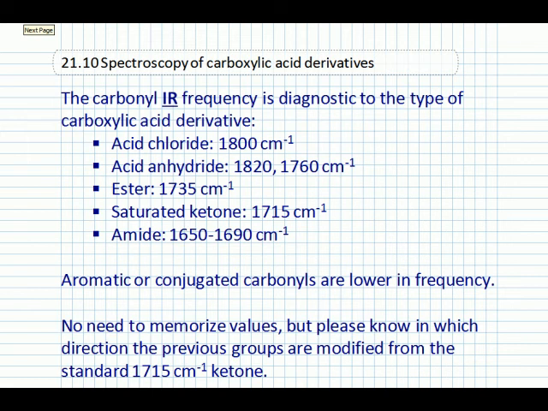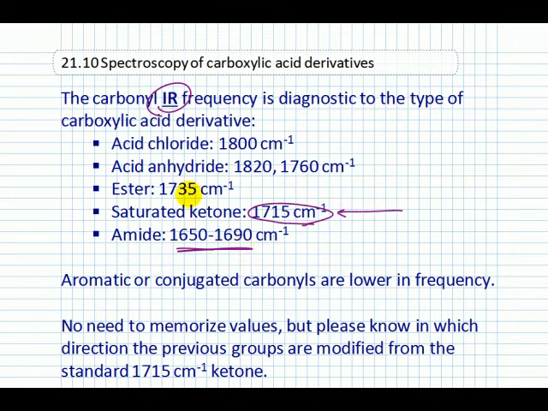So a little bit on the spectroscopy of these carboxylic acid derivatives. The carbonyl's IR frequency is really the most useful type of spectroscopy to figure out whether it's one type of carboxylic acid derivative versus another. So take a look. Here's our regular old saturated ketone at 1715. Okay. The amide is the only one that's lower frequency, so 1650 or so to 1690.